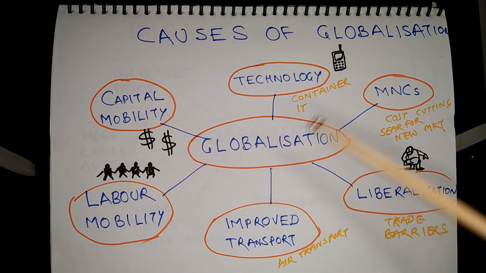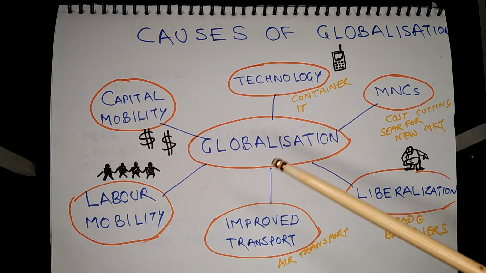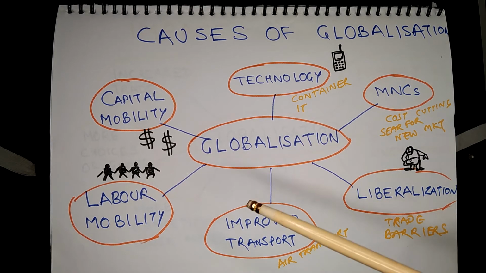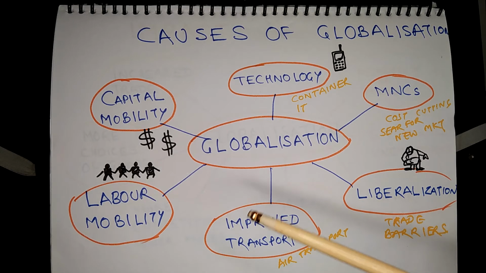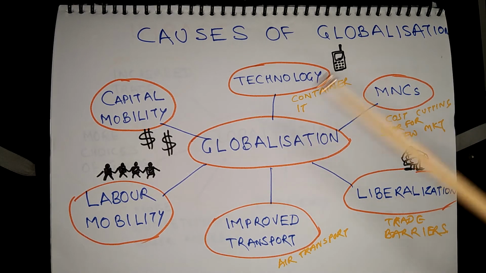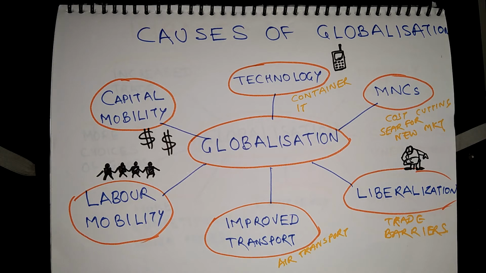A container is a huge metallic box in which luggage is transported. So a container full of luggage can be easily loaded onto a ship. It can be offloaded from a ship, then transferred to a truck, or to a train, or even to an aircraft without disturbing whatever luggage is inside the container. So the container made life easier.